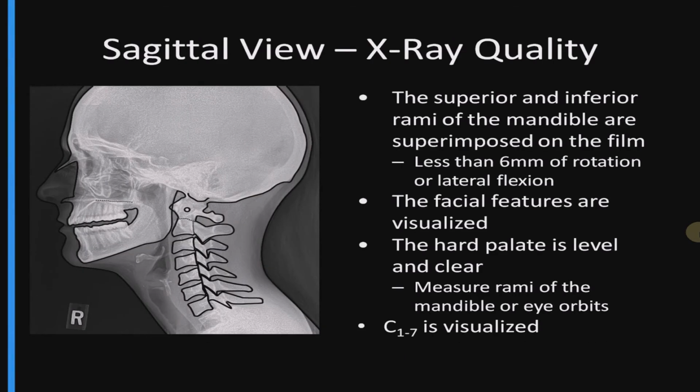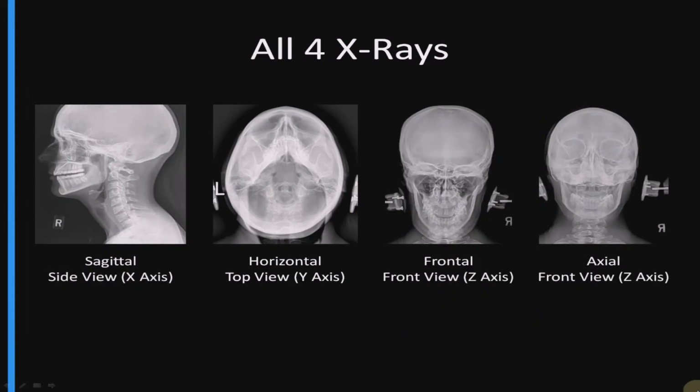In quality control of the sagittal view, we must look and see that the superior and inferior rami of the mandible are superimposed on the film. If there's more than 6 millimeters of rotation or lateral flexion between these jaw lines, this film should be retaken. We need to have the facial features visible on the film, and the hard palate needs to be level and clear. We also would want to see all the way down to C6, C7 for any pathological evaluations.